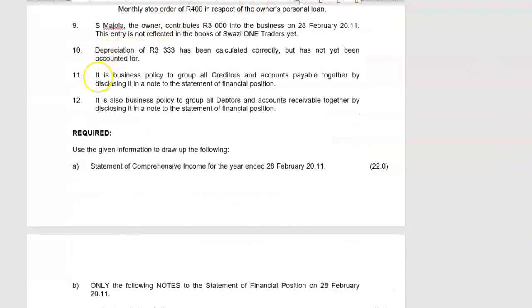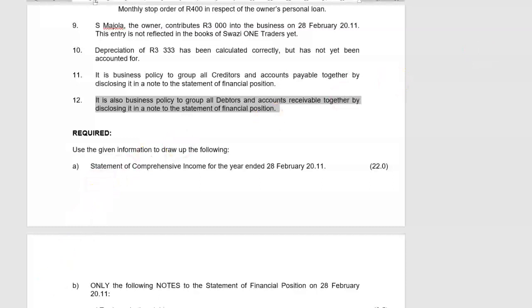Number 11. It is the business policy to group all creditors and accounts payable together by discussing it in the note. I hope it is the policy because you have to do it according to IFRS, and the same thing applies to debtors and accounts receivable in a note. You have to do that according to IFRS. So 11 and 12 is really a bit of useless information. You should know that for yourself.